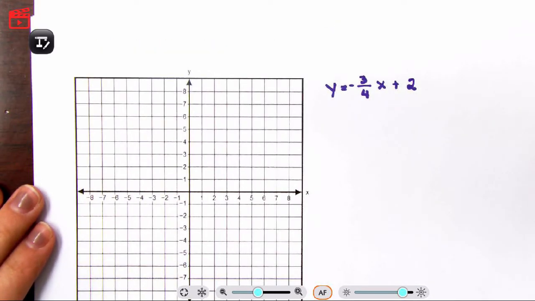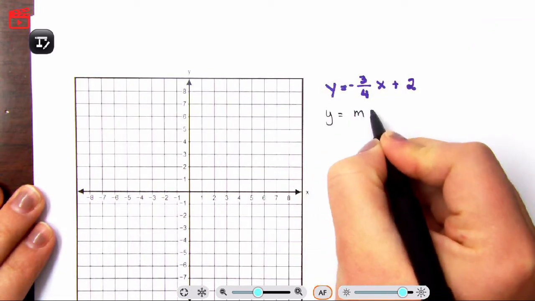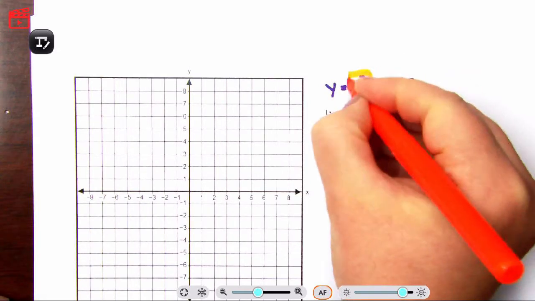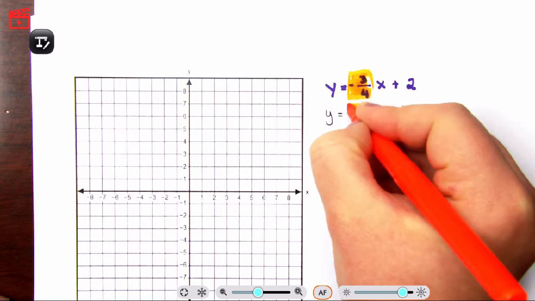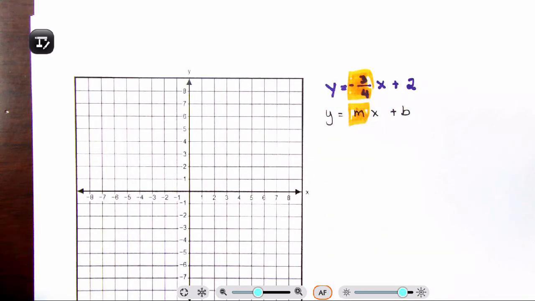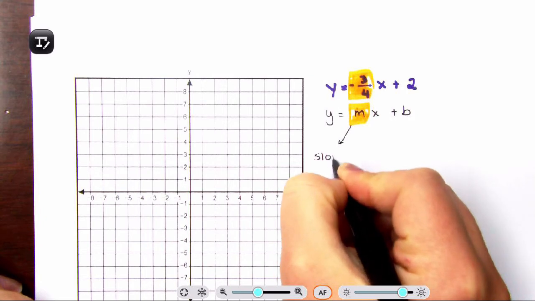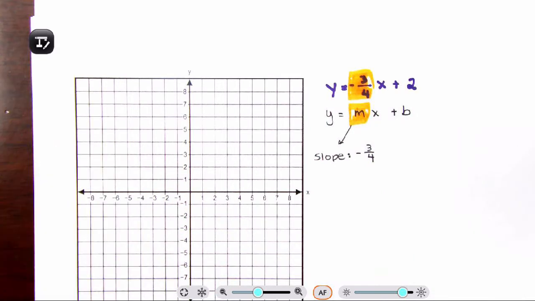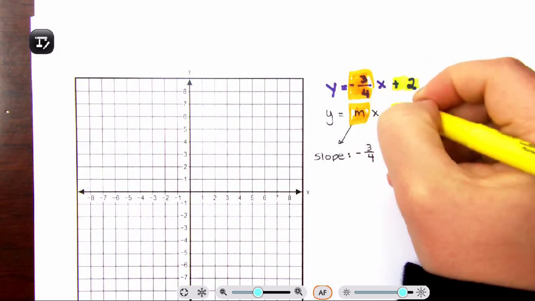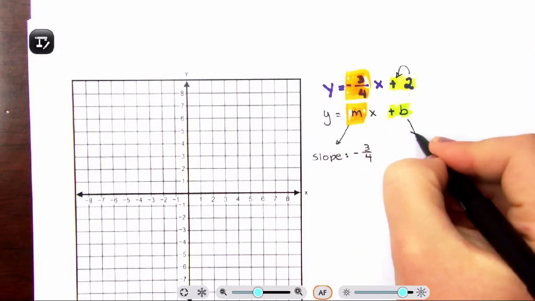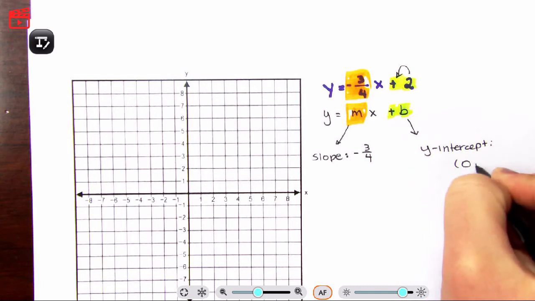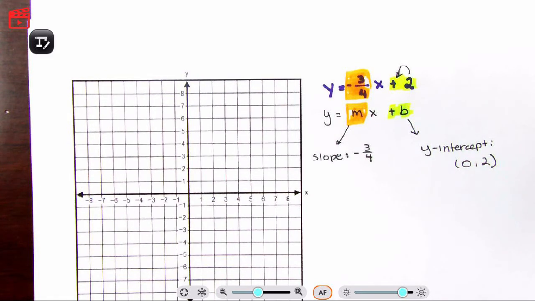So here is our equation of y equals mx plus b. Again, our m, or the number in front of our x, is our slope. So that means we have a slope of negative 3/4. Then we have our y-intercept. Make sure you take the sign with it. It means my y-intercept is 0, 2. It is a point. Make sure you're writing it as a point.